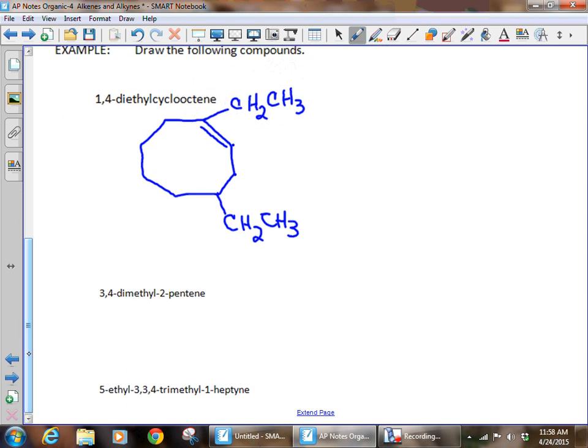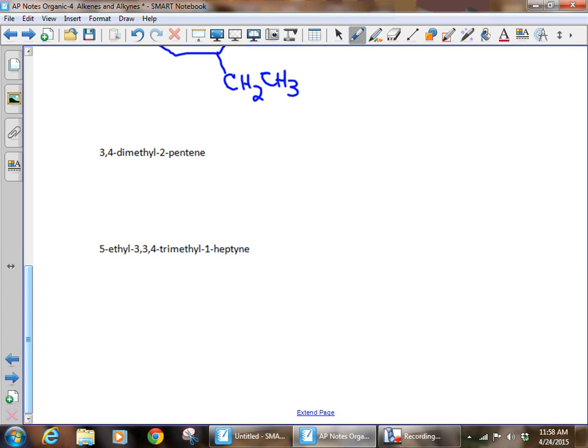Okay, let's look at 3,4-dimethyl-2-pentene. So I'm going to draw pentene first. I'm going to get the carbons lined out. So there's my 5 carbons. It's 2-pentene, so the double bond's going to start with the second carbon. Then 3,4-dimethyl, so it looks like we're going to have a methyl group here. Doesn't matter if I put it on top or bottom, but I usually alternate them so that they don't squish together too badly. So 3,4-dimethyl-2-pentene, and now I just fill in my hydrogens.